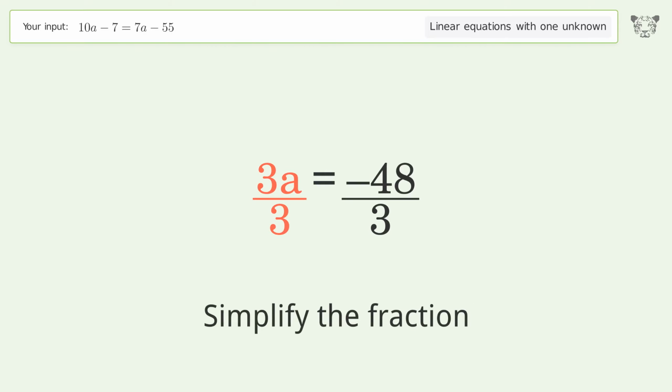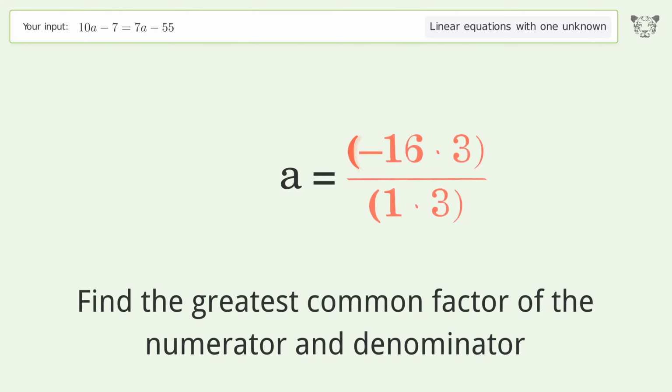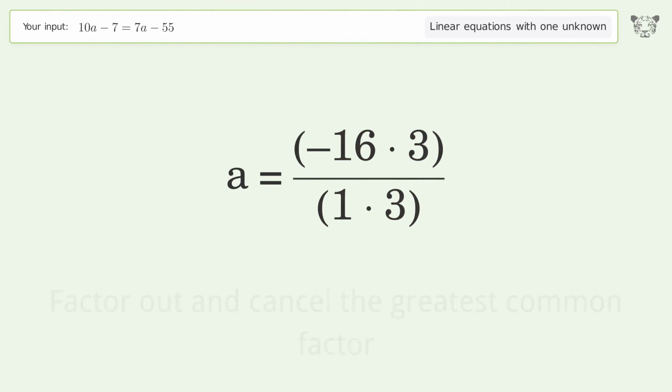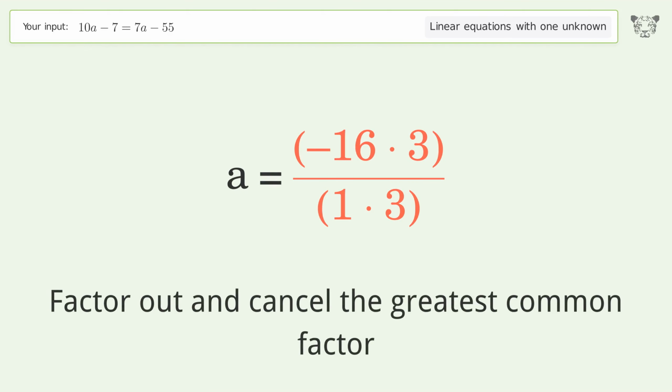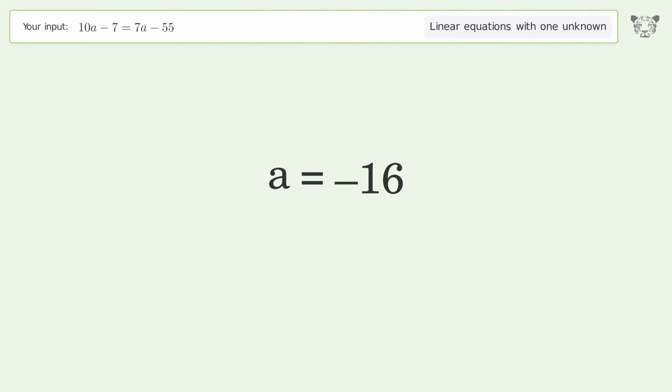Simplify the fraction. Find the greatest common factor of the numerator and denominator. Factor out and cancel the greatest common factor. And so the final result is a equals -16.